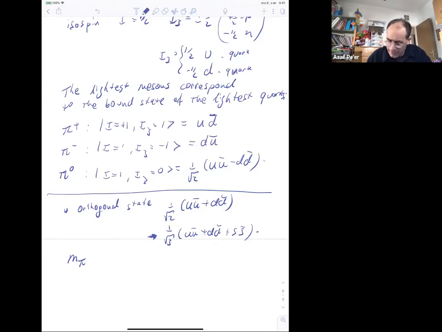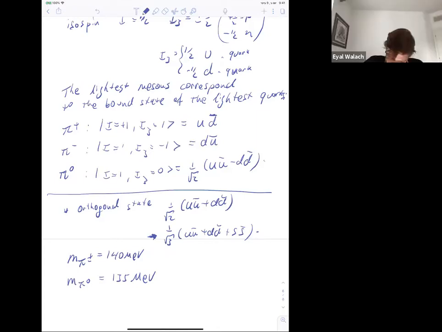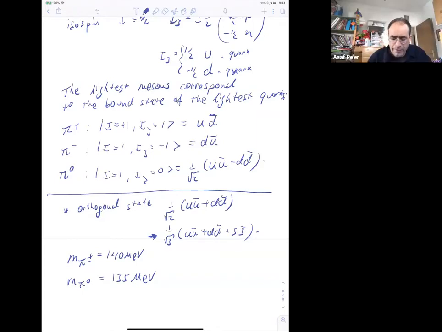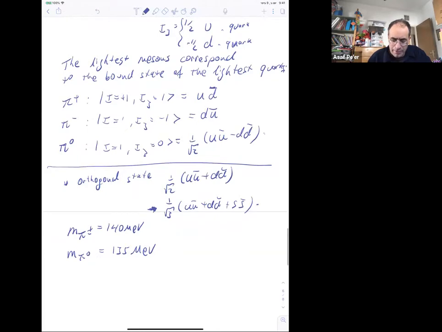So the mass of the charged pion is about 140 MeV, in between the baryon's mass, which is of the order of GeV and higher. The neutral pion is slightly less massive, 135 MeV. Since this is heavier than the muon and the electron, it can decay into the muon and the electron. So we can have a decay of the form, let's look at the pion minus, right?